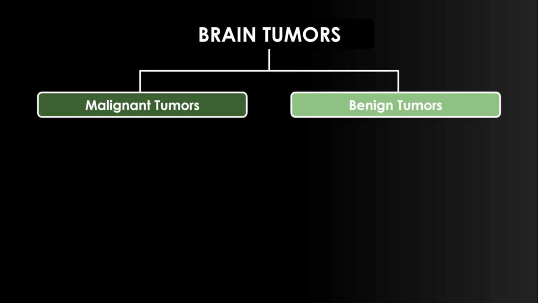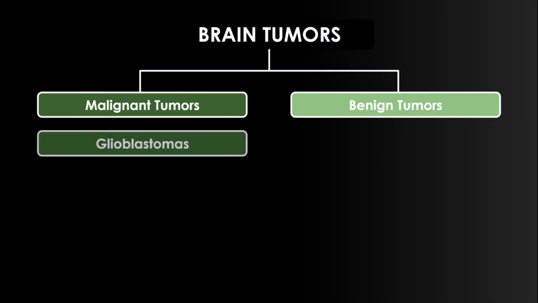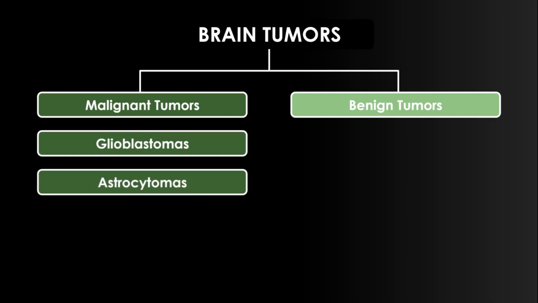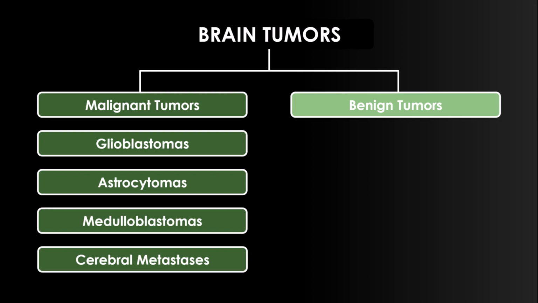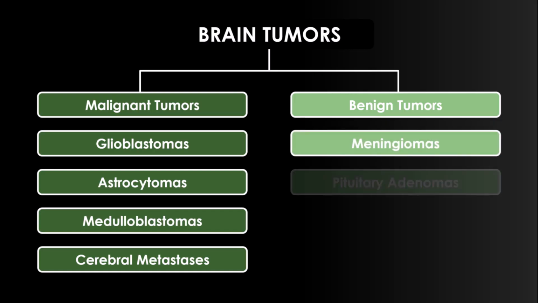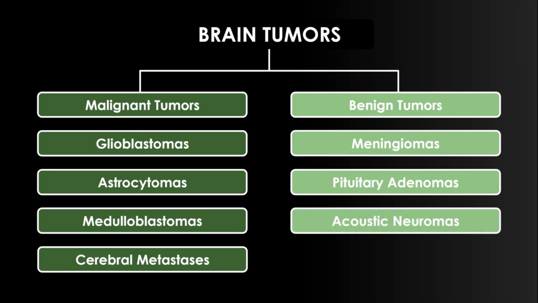The most common malignant brain tumors include glioblastomas, astrocytomas, medulloblastomas, and cerebral metastases. Benign brain tumors are non-cancerous, but of course that does not mean they are insignificant. They can still be quite serious and even fatal. Benign simply means that they generally do not invade other tissues and do not spread to other parts of the body. The most common benign brain tumors include meningiomas, pituitary adenomas, and acoustic neuromas.